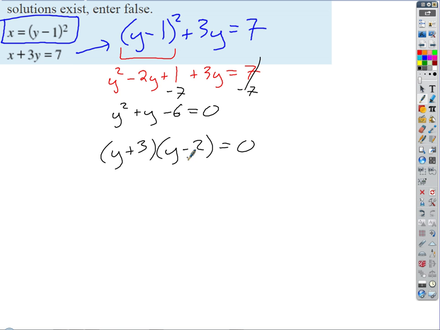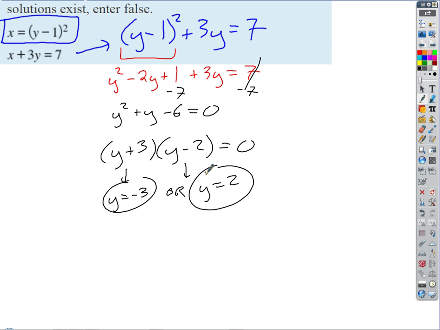So we factored it, and now all we have to do is apply the zero product property, meaning we just have to find the values that make each of the two factors equal to 0. So what value of y makes the first factor equal 0? Y plus 3 equals 0 when y equals negative 3. Y minus 2 equals 0 when y equals positive 2. And then to find the corresponding values of x, let's go to the bottom equation and plug in these y values and solve for x.